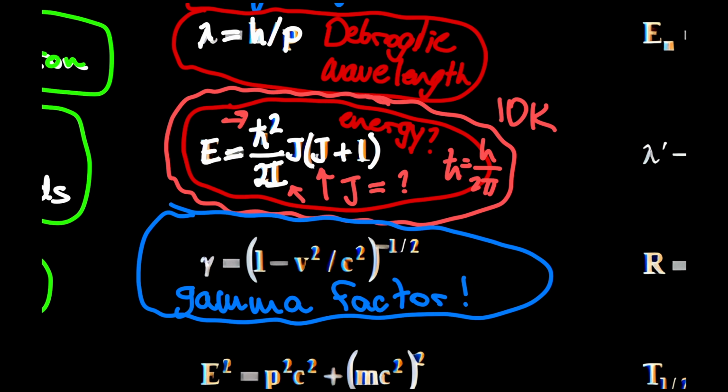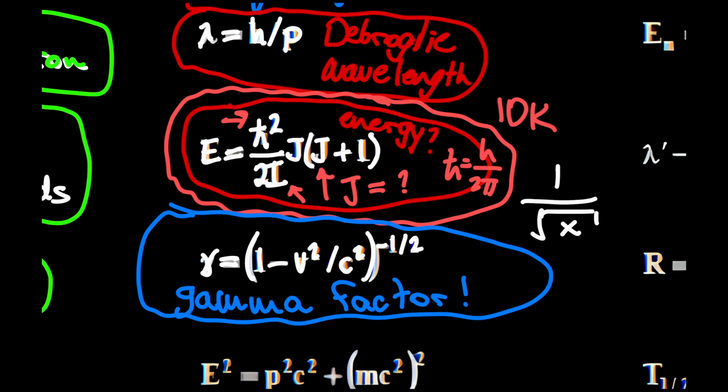Take a look at this. We have gamma over here, Greek letter. It equals 1 minus v squared divided by c squared, and this entire thing is to the power of negative root. What a negative root means is just take everything in the brackets and put it in the denominator. So in this x, you put everything inside these brackets. This is x.